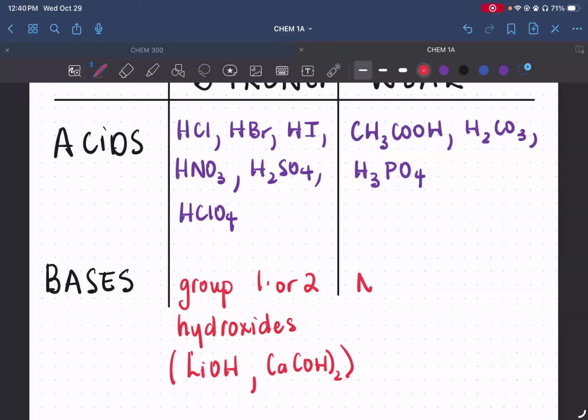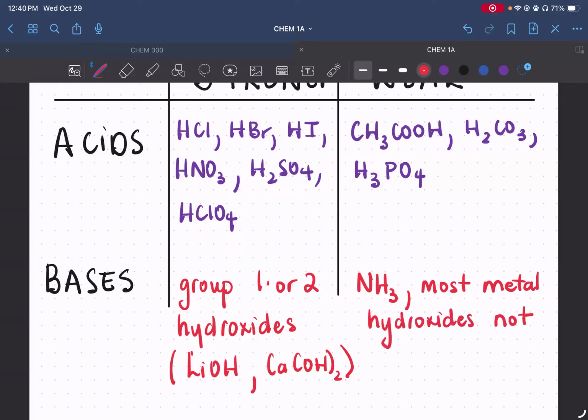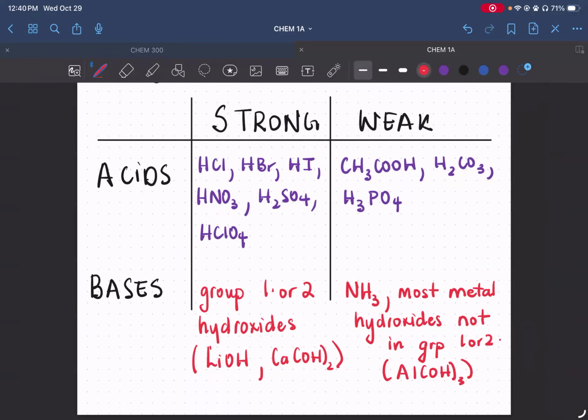Examples of weak bases include NH3 and most metal hydroxides not in group 1 or 2. An example of that is aluminum hydroxide. Aluminum is in group 13, so not 1 or 2. So it is described as a weak base.